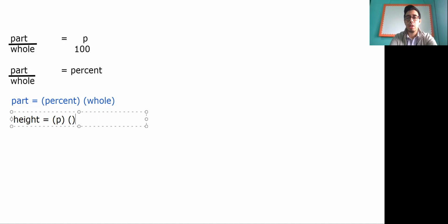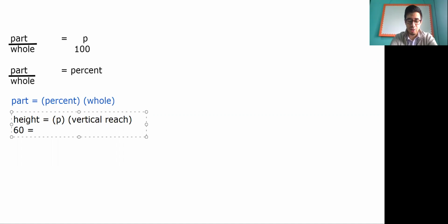And what is the whole? The whole is the total we have. In this case, the total we have is the vertical reach. And what happens when I replace this? I have that 60, that is the height, is equal to p, I don't know the value for p, multiplied by the vertical reach, which in this case is 75. You have these facts at the left part of the book, remember. The height is the blue part, 60 inches, and the vertical reach is the red part, 75 inches.